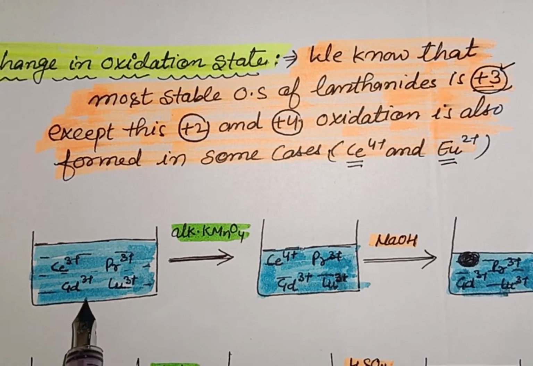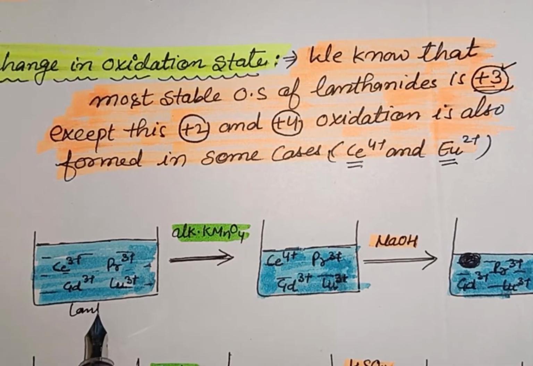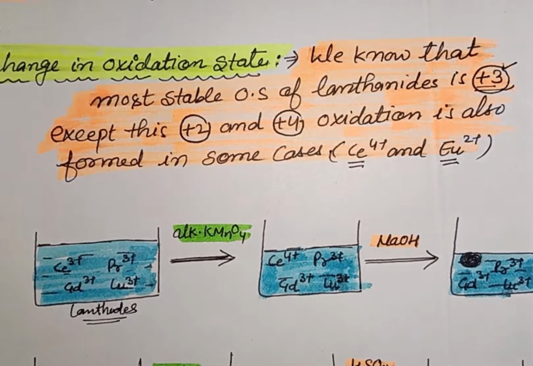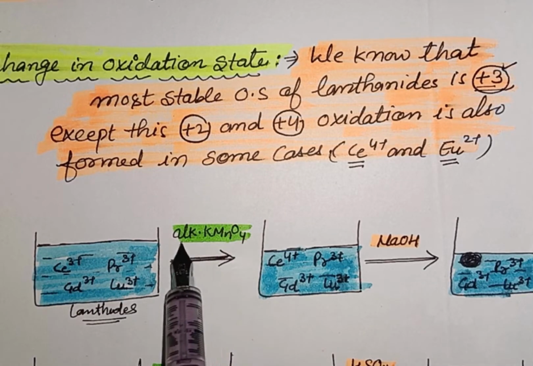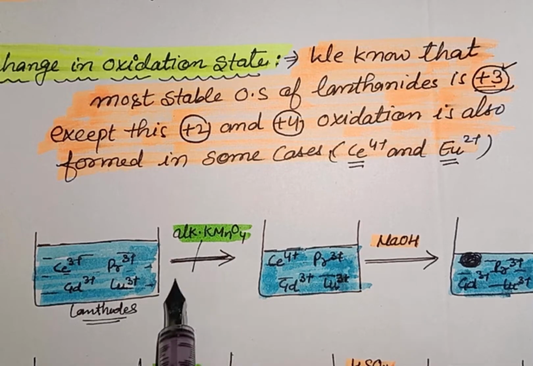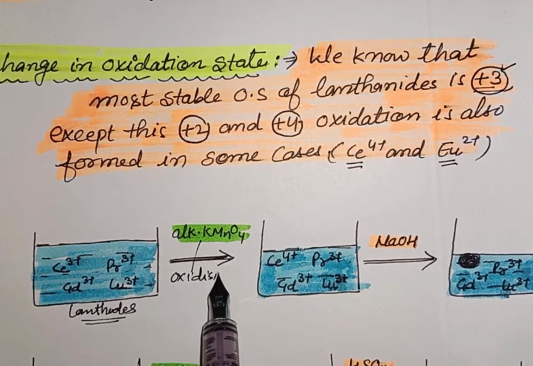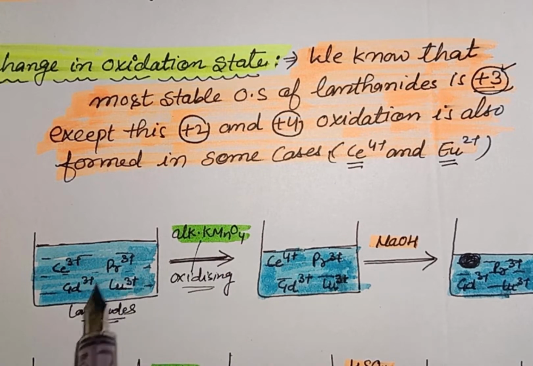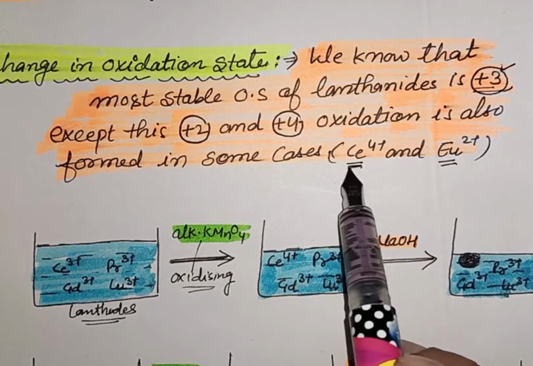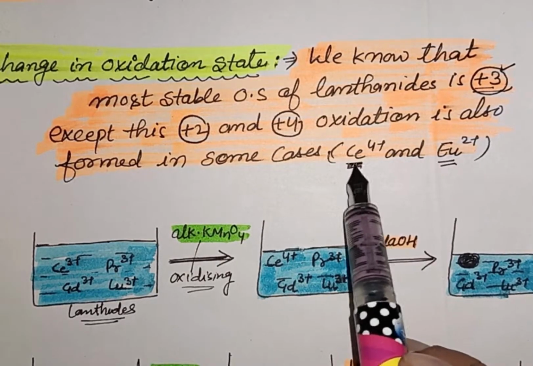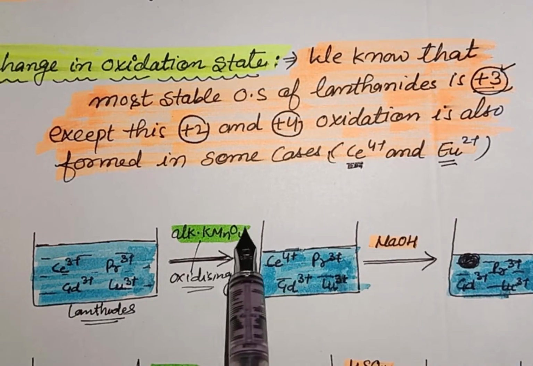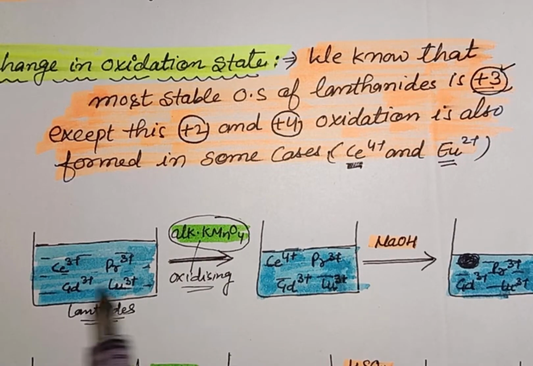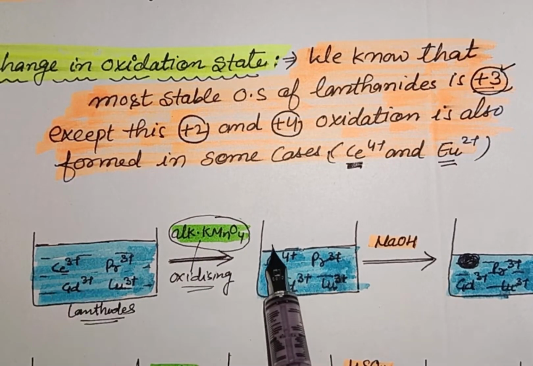Suppose we have a mixture of the lanthanoids. This is the solution of the lanthanoids from cerium to lutetium. So in this mixture all the lanthanoids are present. First we will add the oxidizing agent, that is alkaline KMnO4. It is an oxidizing agent, and it can increase the oxidation state. We know that among the lanthanoids, cerium shows the plus 4 oxidation state. So it can be oxidized from plus 3 to plus 4. When we add the alkaline KMnO4, this cerium plus 3 changes into the cerium plus 4 oxidation state.